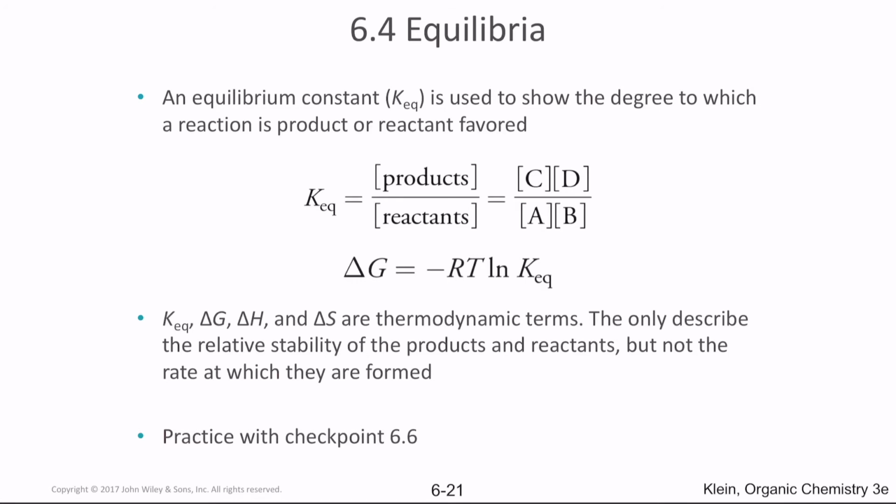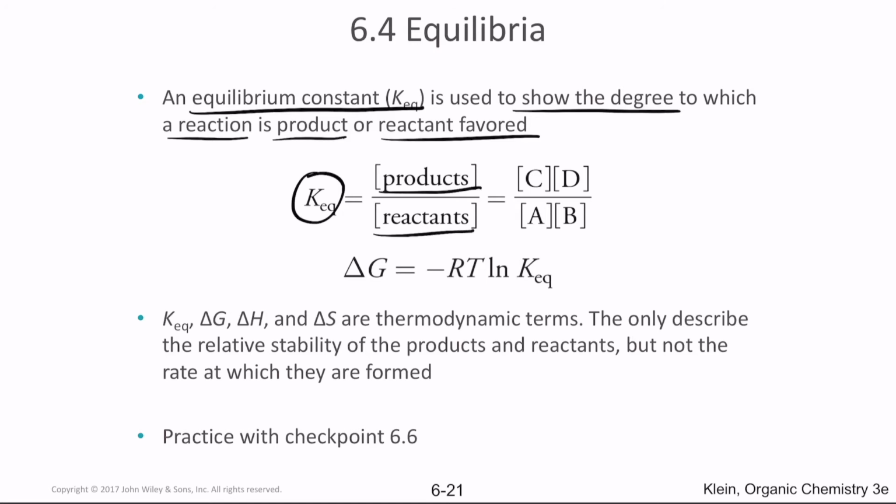To determine that, we use an equilibrium constant, which you already learnt in inorganic chemistry. An equilibrium constant here is used to show the degree to which a reaction is product or reactant favored. Depending on this K equivalent value, we can determine whether the reaction is towards the product or towards the reactant. It is determined by the concentration of the products over the concentration of the reactants.